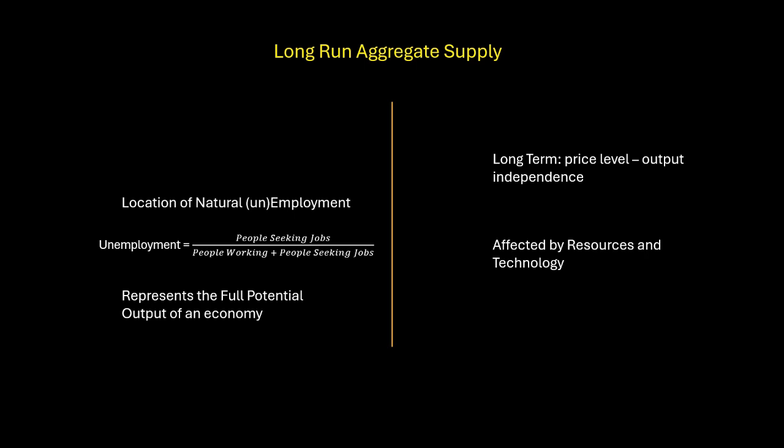Now, the idea behind long-run aggregate supply is that in the short-run aggregate supply curve, price level can't be readjusted, but in the long run, both price level and output are fully flexible, and thus they're not related because they can be independently adjusted. So because of this, long-run aggregate supply is really only impacted by the resources and technology available in an economy. The long-run aggregate supply curve is also going to be the location where a nation's natural rate of unemployment exists.